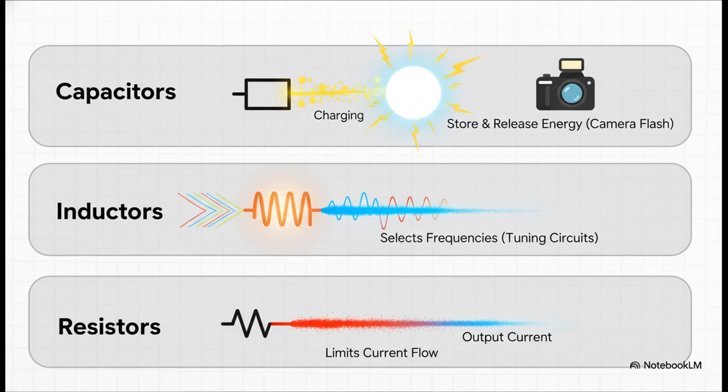Inductors use magnetic fields to resist changes in current, which is crucial for things like tuning radios or in proximity sensors. And resistors provide that fine-tuned control, precisely limiting current and dividing voltage wherever it's needed.